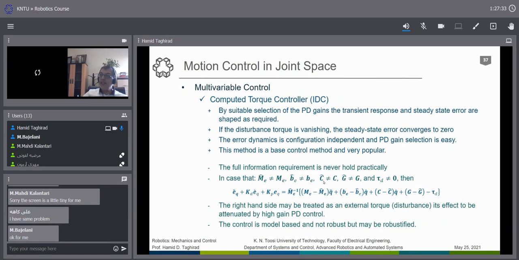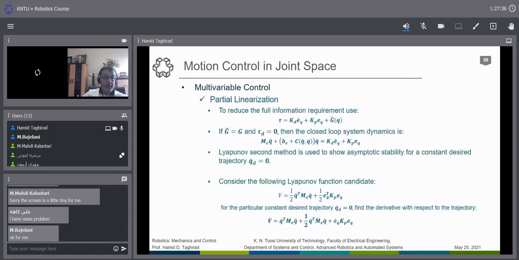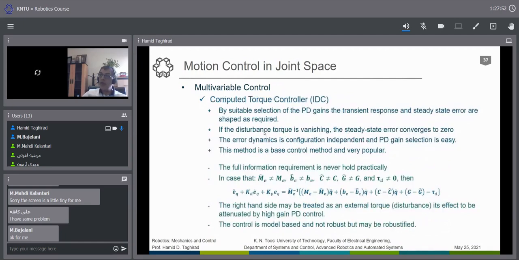The next part is partial linearization. Partial linearization is somehow the idea that we have used before. We would like to use a computed torque controller, but since it is very difficult to find the C matrix, you need to remember the Christoffel term, you will learn that in this assignment that is due next Sunday, you will see that finding the Christoffel matrix is usually difficult, and it is very important not to use that.